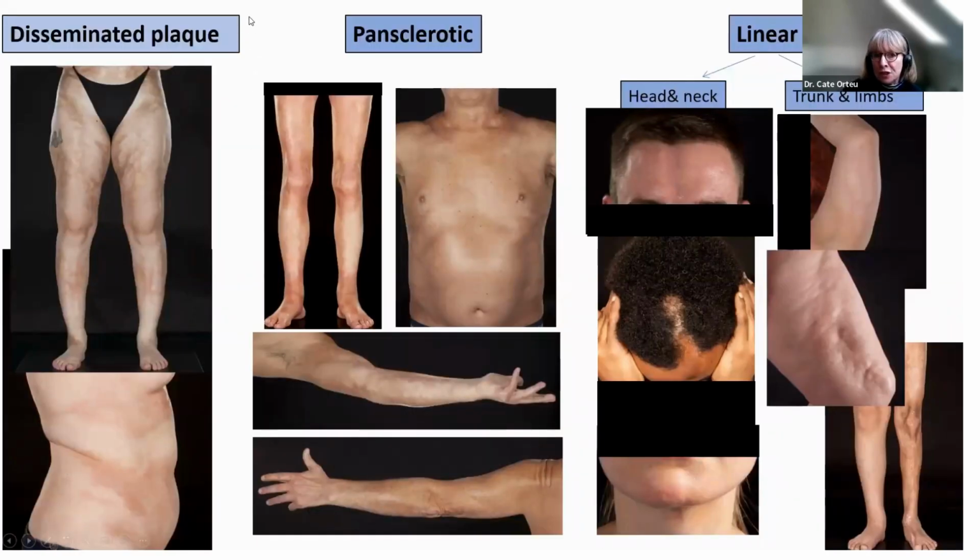Moving on to the types of Morphoea. In limited plaque disease, you just see one or two oval plaques, which will look similar to the ones that I have shown you thus far.